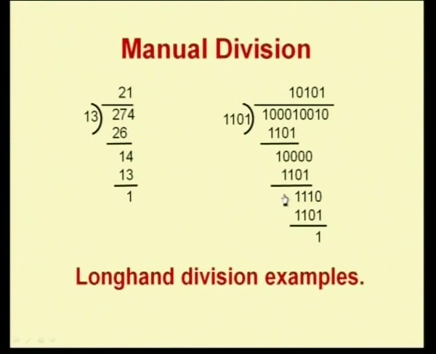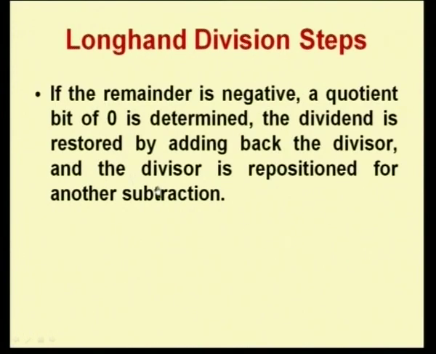And what is the actual step that I do? I can say if it is negative, then I will just add back this value so that I get back the original number. If you look at it from that point of view, you can see how the whole thing can be automated, which is what we are saying here. That is, we say if the remainder is negative, a quotient bit of 0 is determined, and the dividend is restored by adding back the divisor. So, we add the divisor back so that you get back the original number, and then the divisor is repositioned for another subtraction. You will bring one more bit from the dividend and you will do the subtraction.